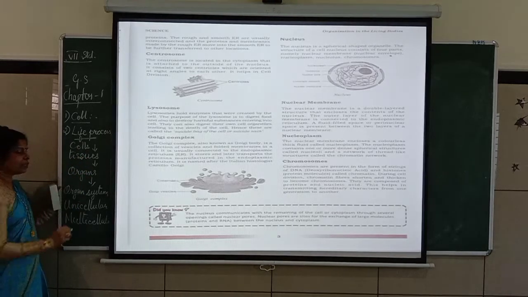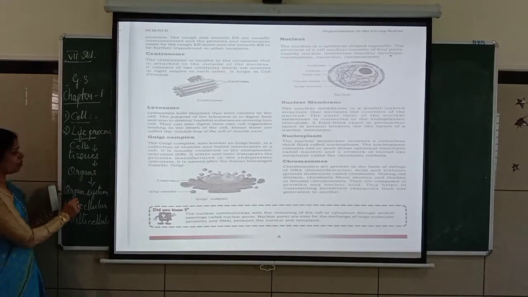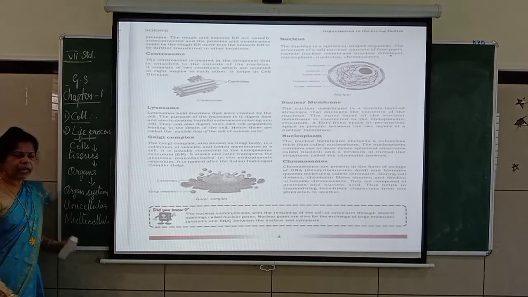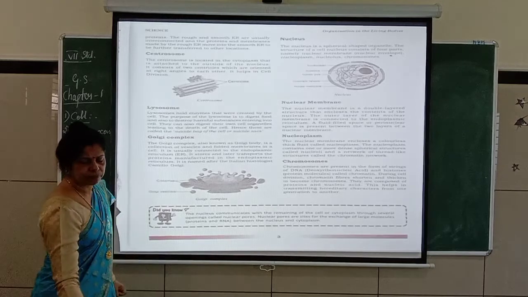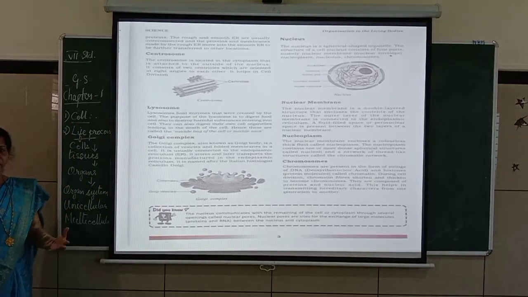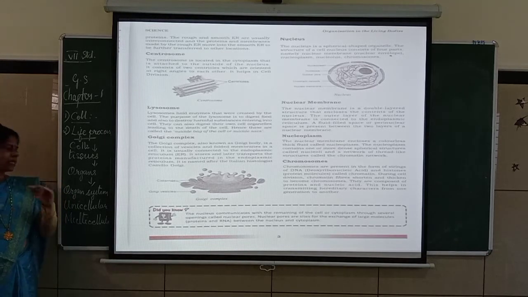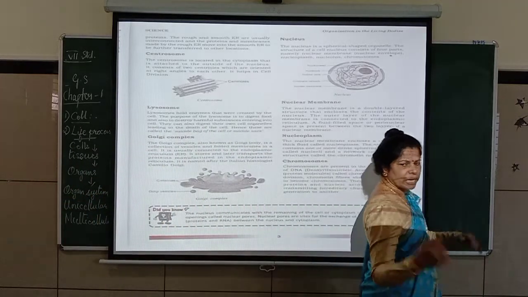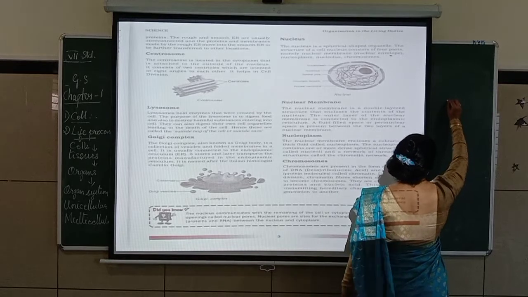Now what happens? A group of organs together will form an organ system. A group of organs will form an organ system. Example, I take our digestive system. Because you are very familiar, without food you cannot live, isn't it? Whatever you do, you want food, right? Air and food are a must for you. So I take the example of the digestive system. The digestive system comes under organ system. Now, if you take the example of the digestive system, I'll just revise and then I'll go to the class.